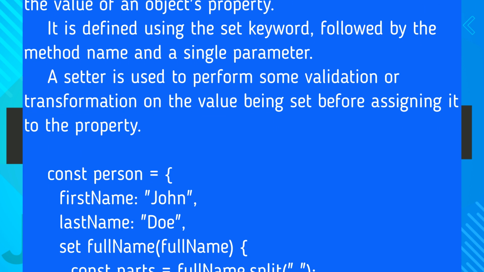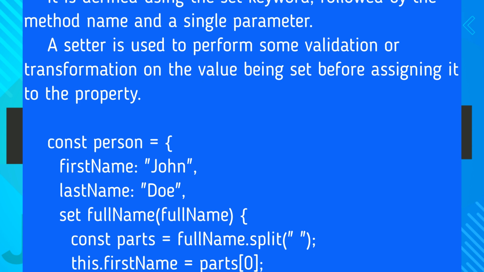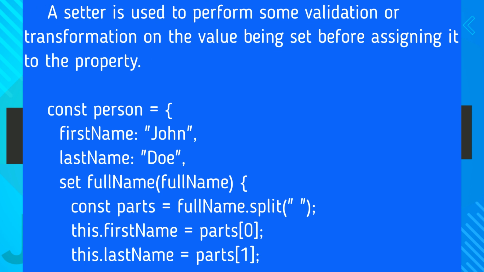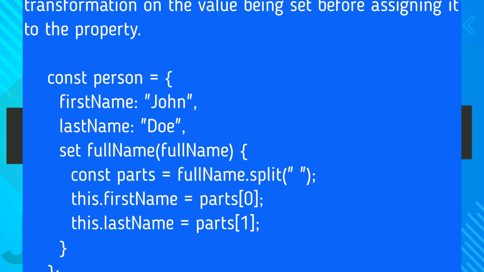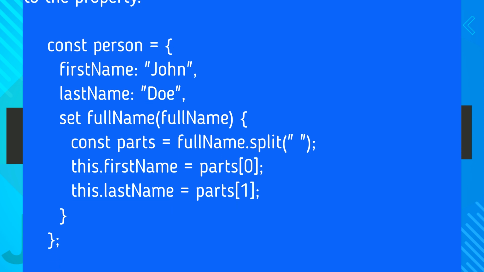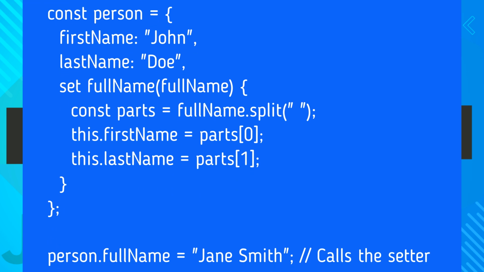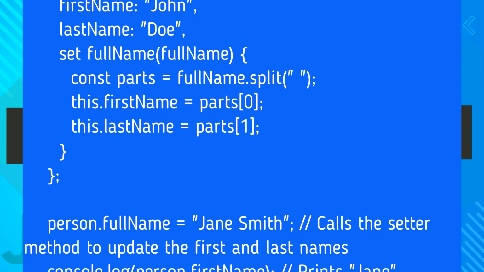set fullName(fullName) { const parts = fullName.split(' '); this.firstName = parts[0]; this.lastName = parts[1]; } }; person.fullName = 'Jane Smith'; calls the setter method to update the first and last names.